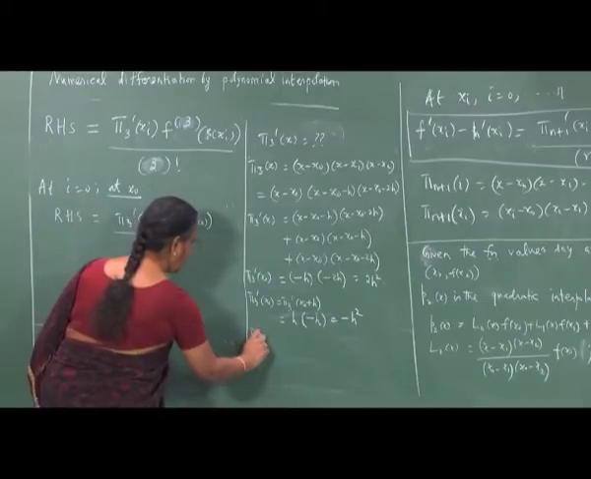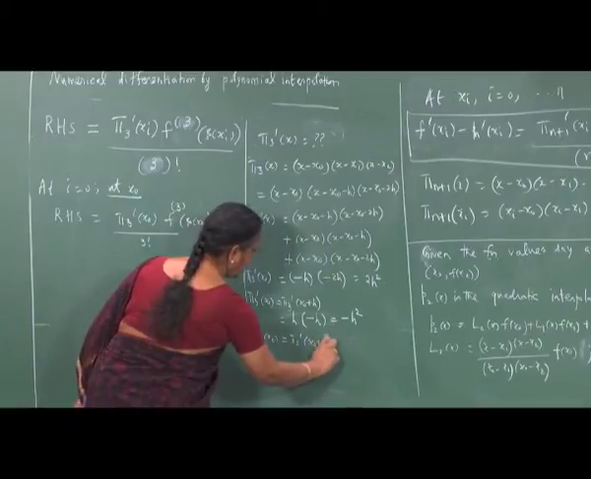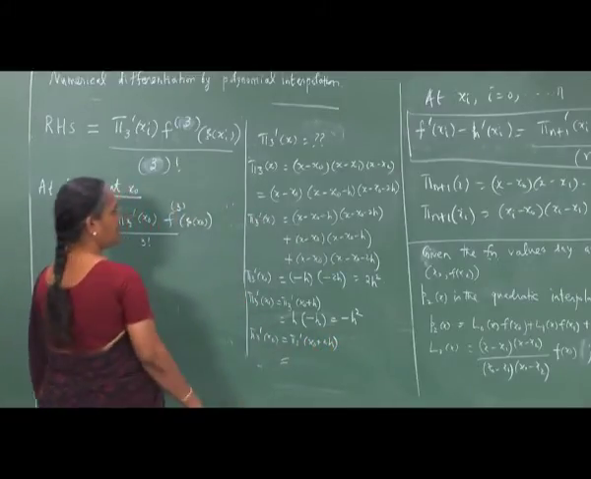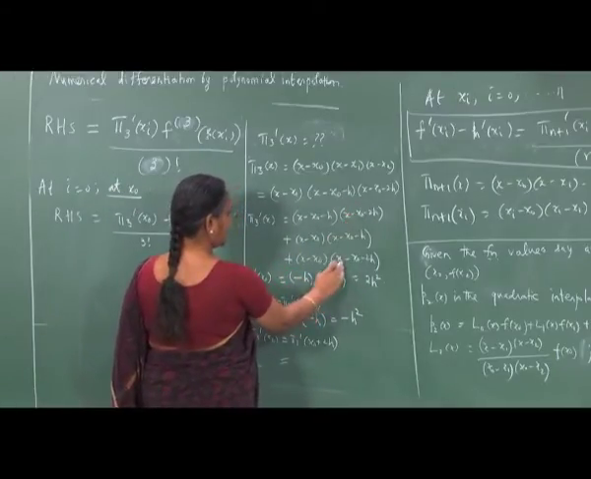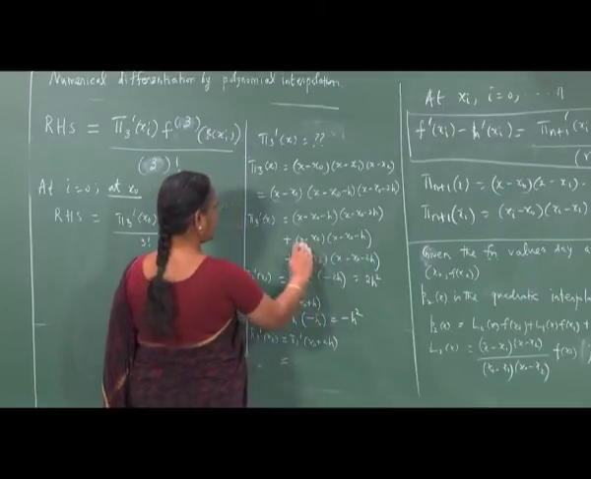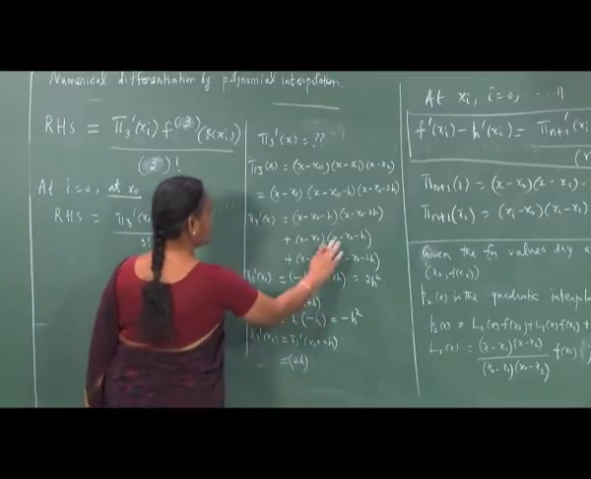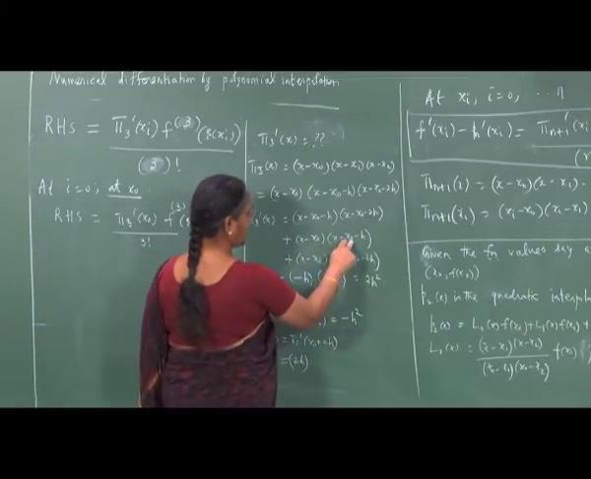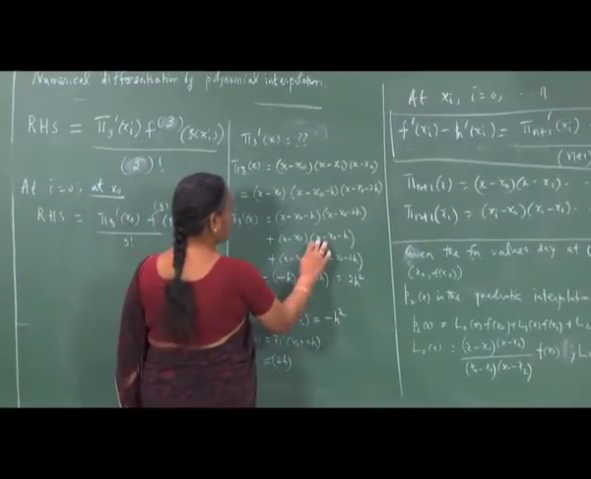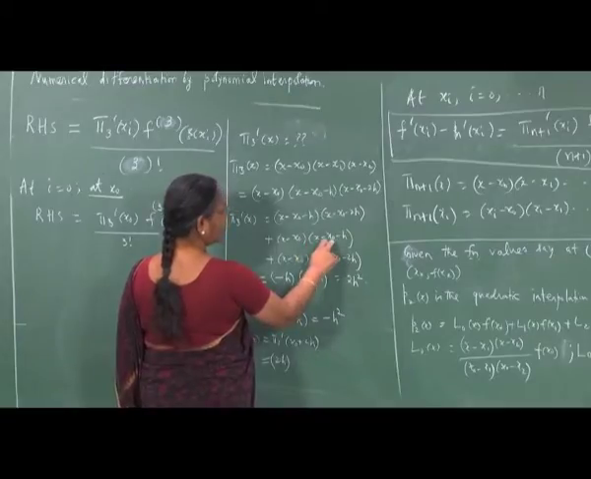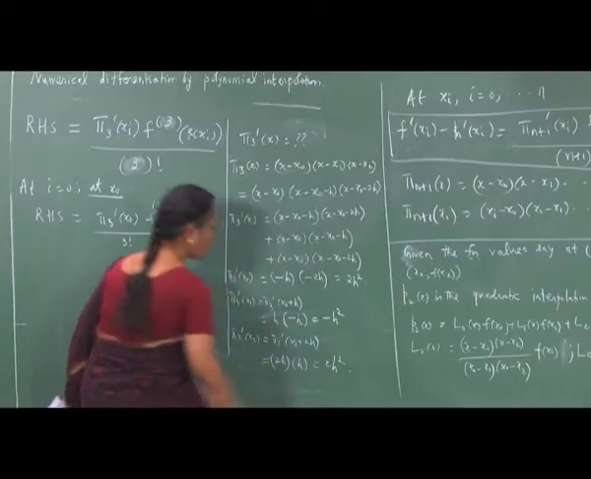And then let us work out pi 3 dashed at x 2, which is pi 3 dashed at x naught plus 2h. So, we observe that at x naught plus 2h this factor vanishes, this also vanishes. So, I have x naught plus 2h minus x naught, so 2h, and x naught plus 2h minus x naught minus h, which is h, and so it is 2h square.